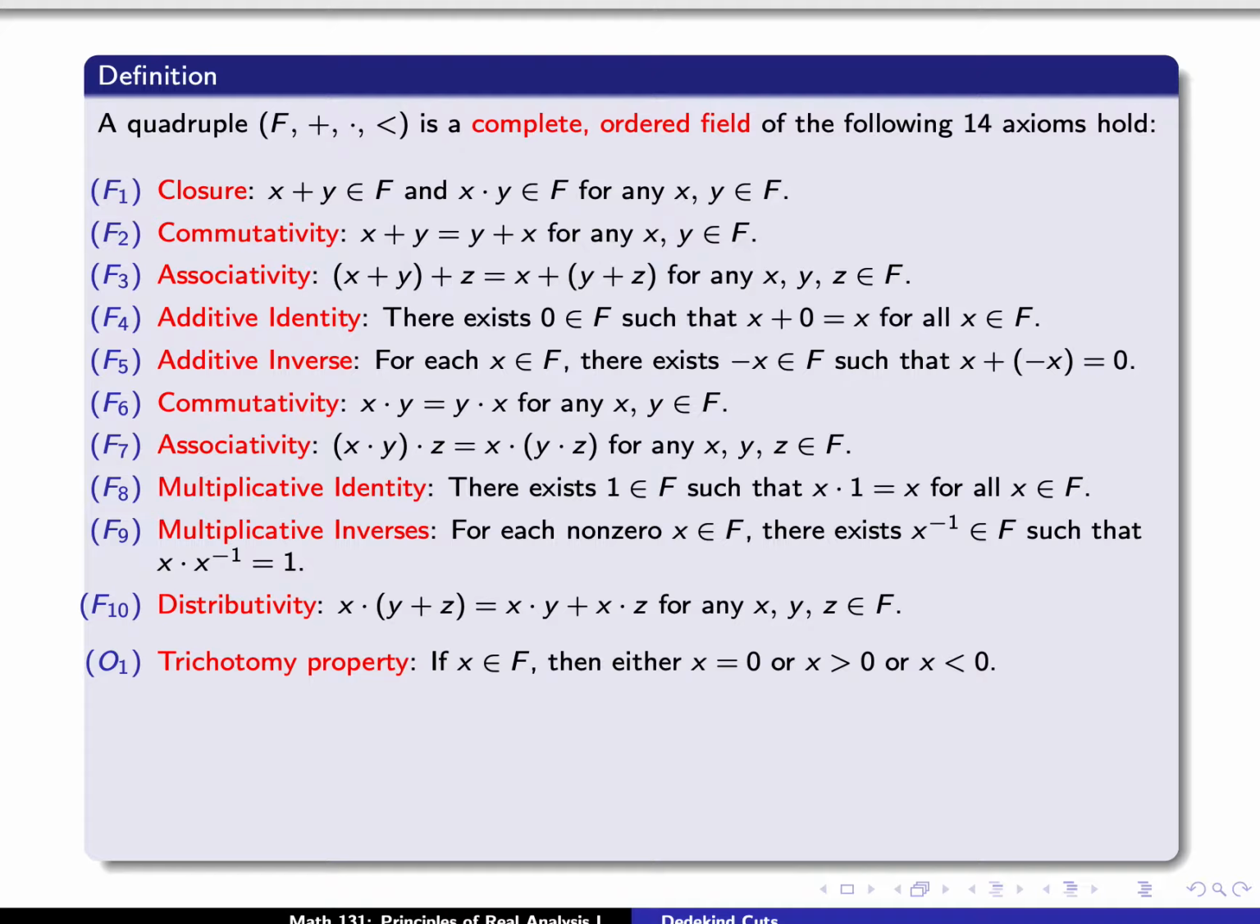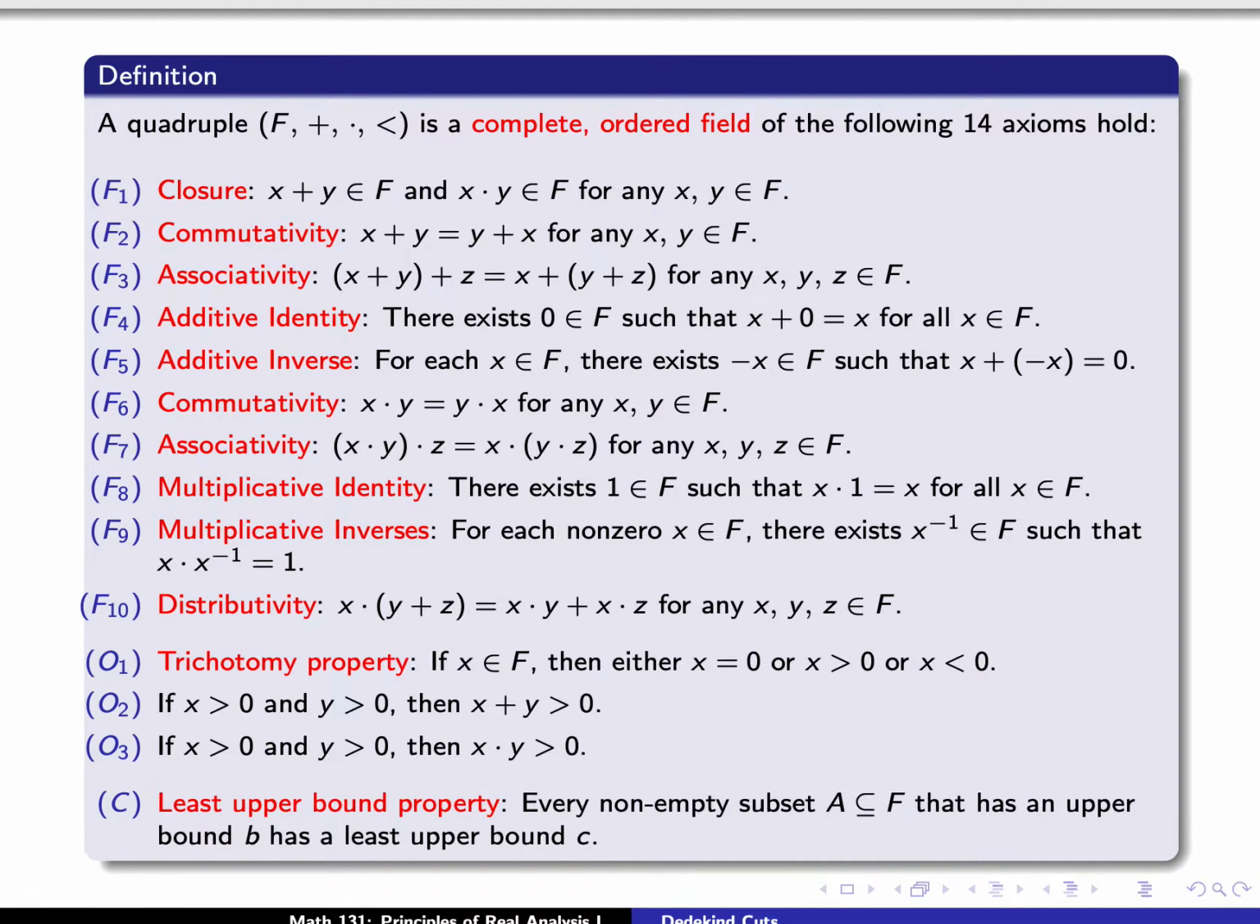We have three properties that correspond to the ordering. First, we have the trichotomy property. Any element x falls into one of three categories. Either x is 0, x is greater than 0, or x is negative, less than 0. Second, we have if any two elements x and y are positive, their sum is positive. And if any two elements x and y are positive, their product is positive. Finally, we have the least upper bound property. That is, every non-empty subset A of our field F that has an upper bound B has a least upper bound C.